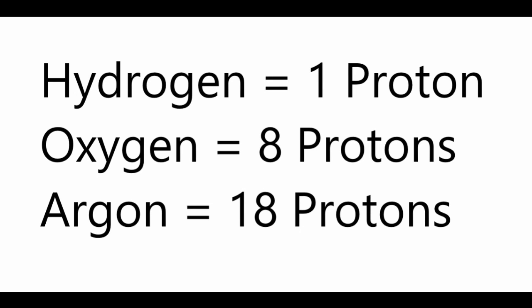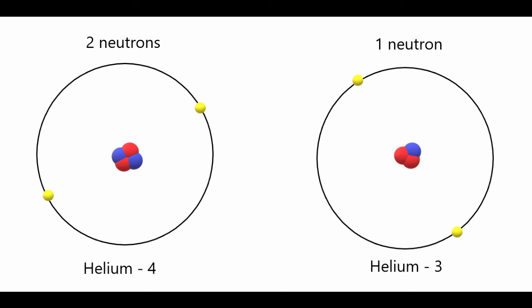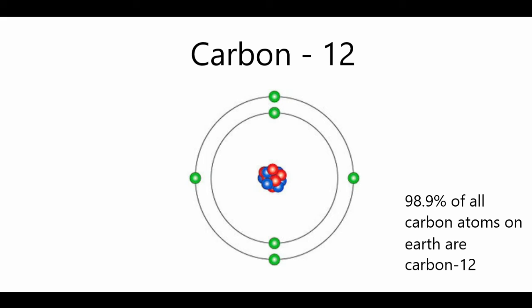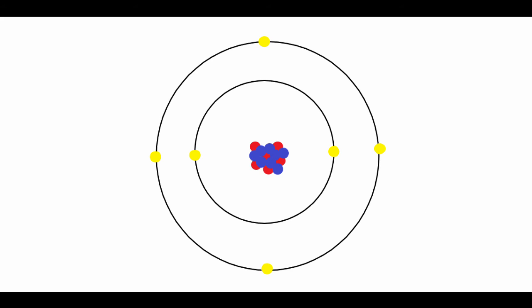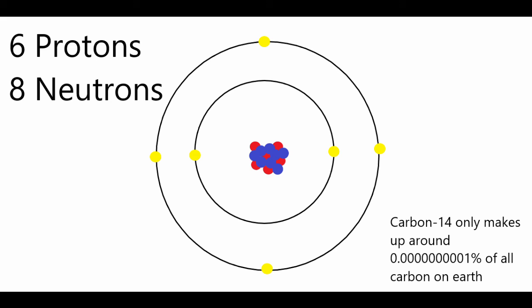We've talked a lot about protons and electrons, so now let's talk about neutrons and their significance in chemistry. While every atom of a particular element will always have the same number of protons, the number of neutrons can actually vary from atom to atom. For example, the most common form of carbon is carbon-12, which has 6 protons and 6 neutrons. However, a rarer version of it exists called carbon-14, which has 6 protons and 8 neutrons.